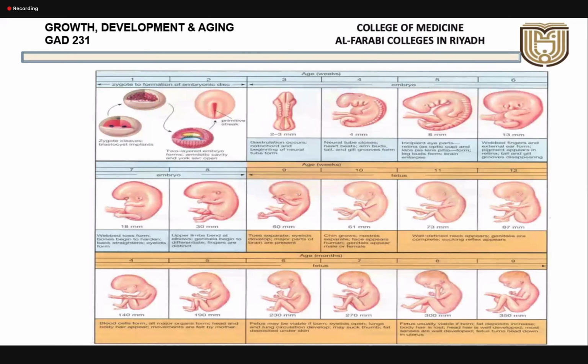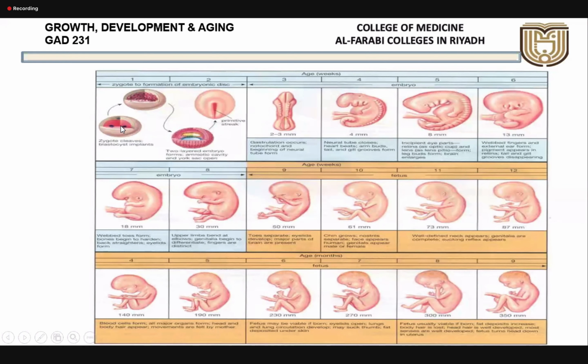Now this is how we can see here. This is the period during the first, second, and third weeks. So this was the germinal period. Then we saw the embryonic period from the 3rd week onwards, which will continue up to the 8th week. This is called the embryo. Even the 3rd week is included within the germinal period.